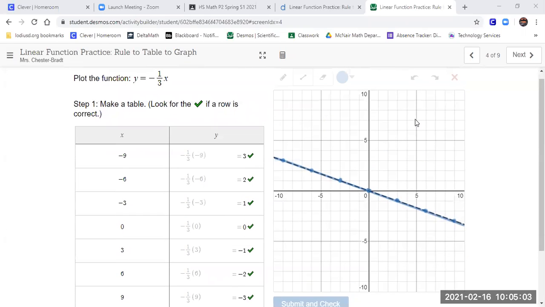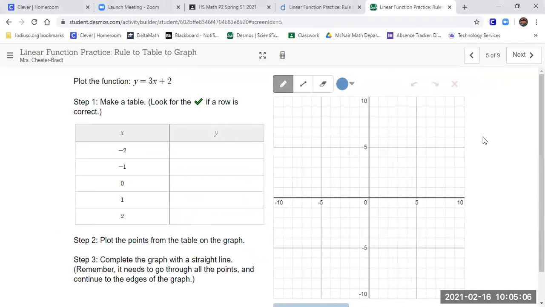So it's really important you pay attention to what your rule is telling you and what's going to happen to the x's. Because if a fraction is going to happen to the x's, you want to pick numbers that can be divided by the bottom of the fraction. If it was 2/3, I'd want to be going by 3s. If it was 4/5, I want to be going by 5s. If it's 1/8, I want to be going by 8s. Whatever the bottom of the fraction is, that's the type of x's you want to pick so that you don't have fraction answers.